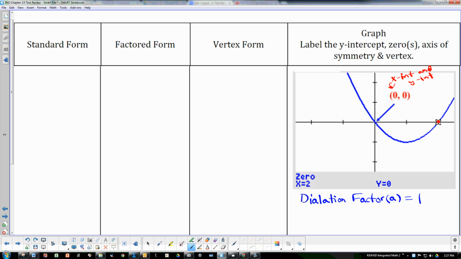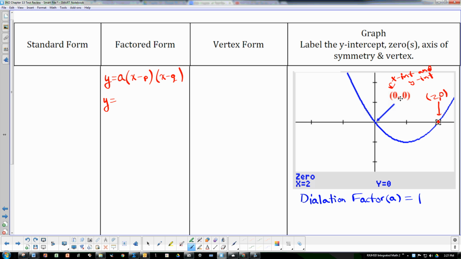I see this point over here that looks like it's going to be (2, 0). That looks like an x-intercept. I probably can write this in factored form. Let's do that. Factored form, y is equal to a times (x minus p) times (x minus q). Whatever those are, p, q, doesn't really matter.